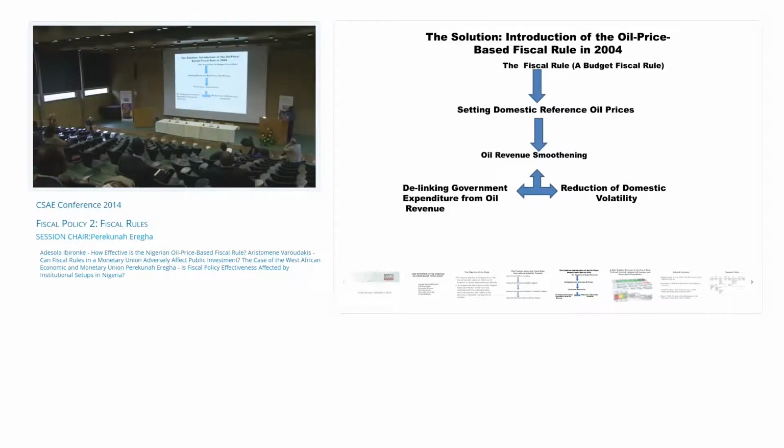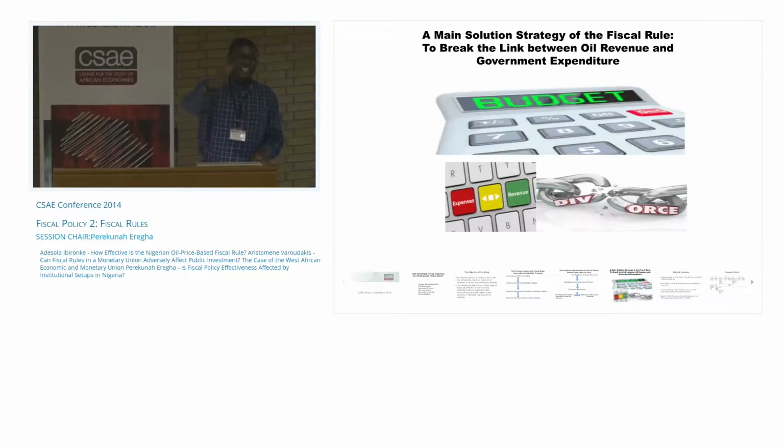So from this picture, we could see that the main solution strategy of the fiscal rule centers on delinking government expenditure from oil revenue, creating a divorce between the two, as you can see from my pictures here. You can see the picture of divorce.